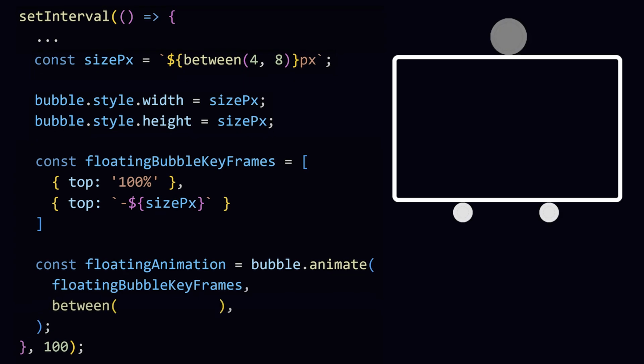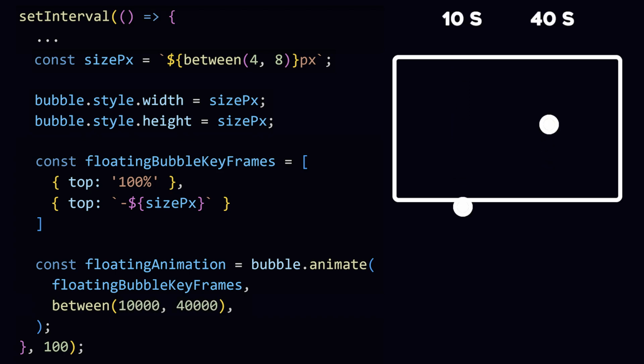Oh, and I almost forgot, the animate function needs a duration parameter as well, so let's set it to somewhere between 10 and 40 seconds. The longer it takes, the slower the bubble will go. Now let's see how that looks.